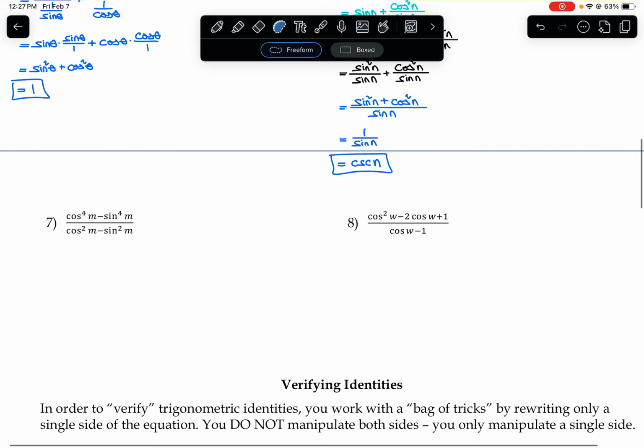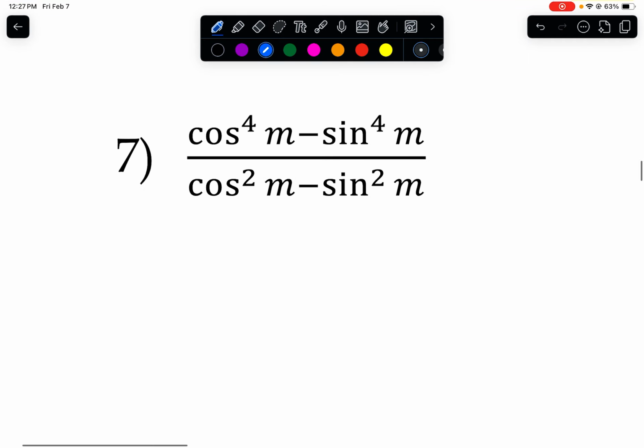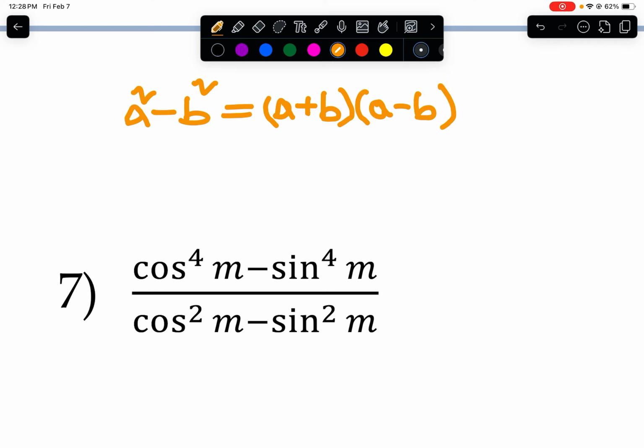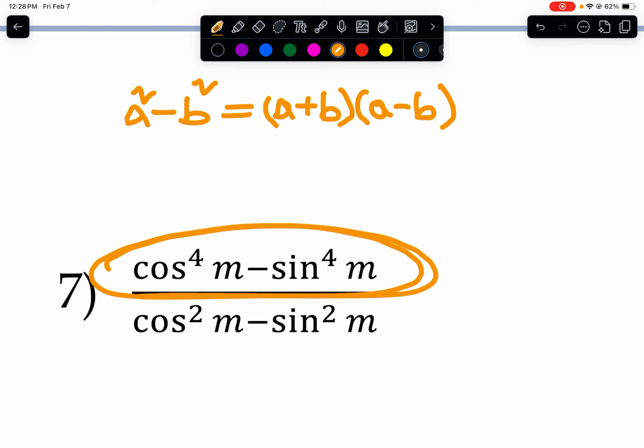All right, moving on. Over here, we have cosine to the fourth of m minus sine to the fourth of m over cosine squared m minus sine squared m. So this may not be as obvious, but hopefully as you do more of these, the trick will be a little bit more obvious. What we're going to do here is a difference of squares. So that's a squared minus b squared, which is going to equal a plus b times a minus b. That's what we're going to do down here.